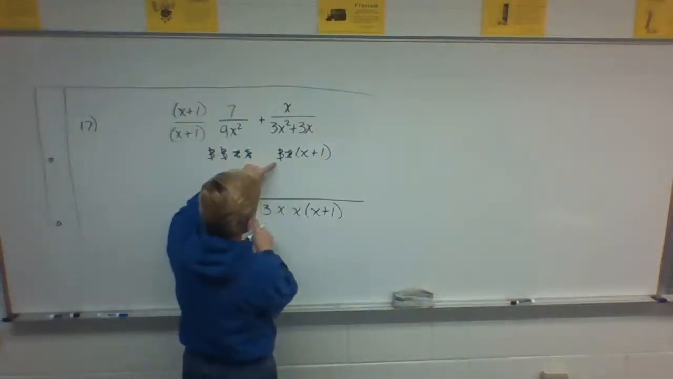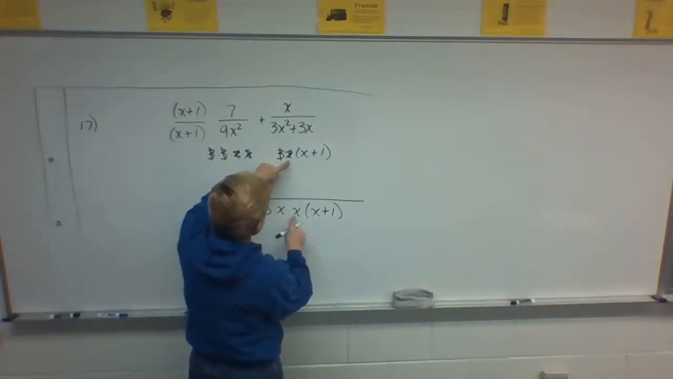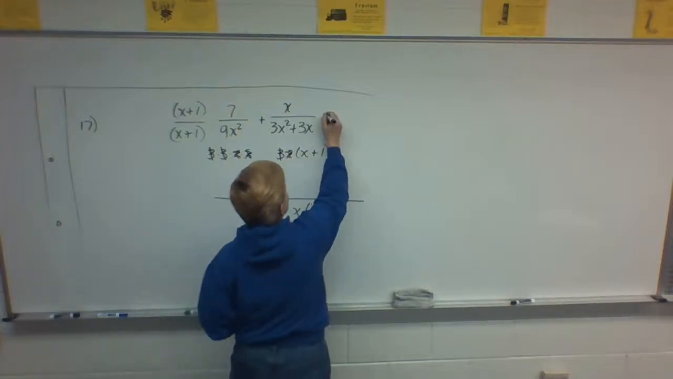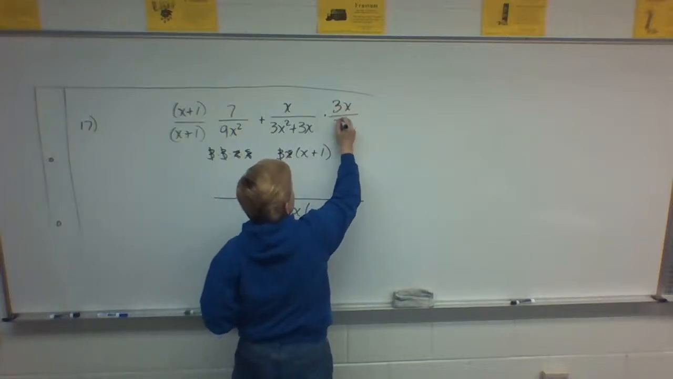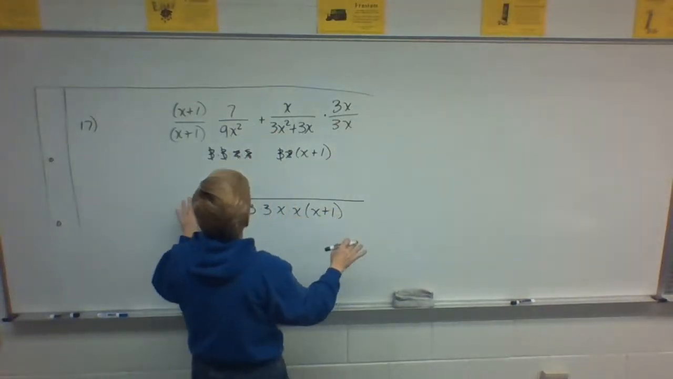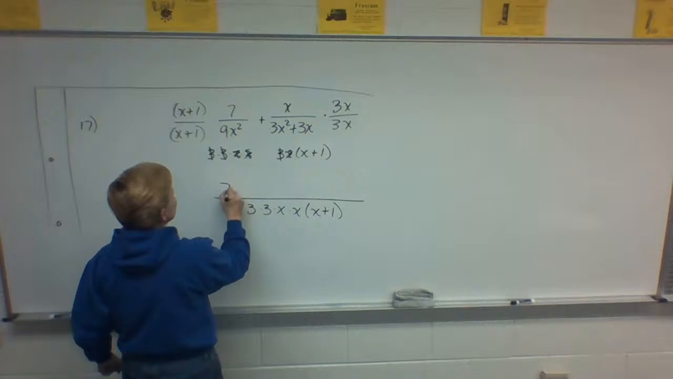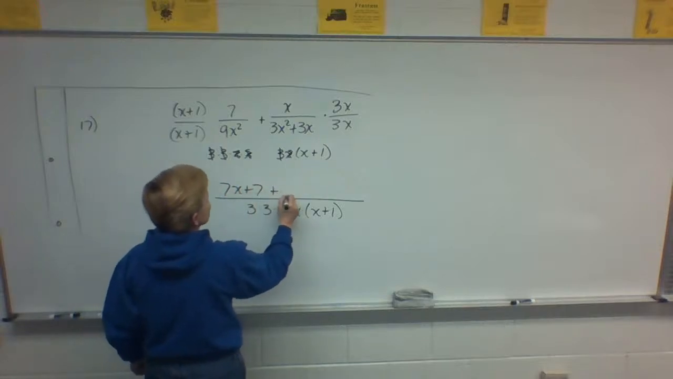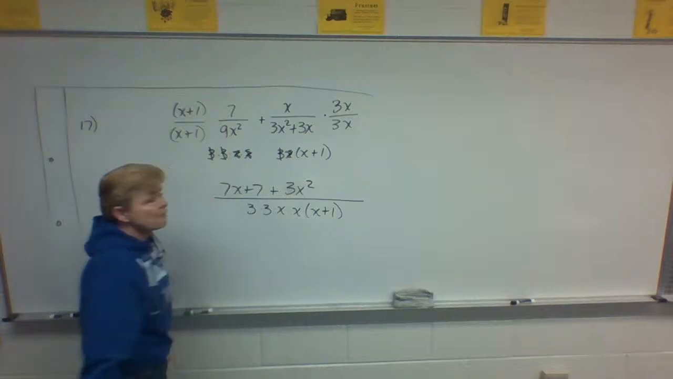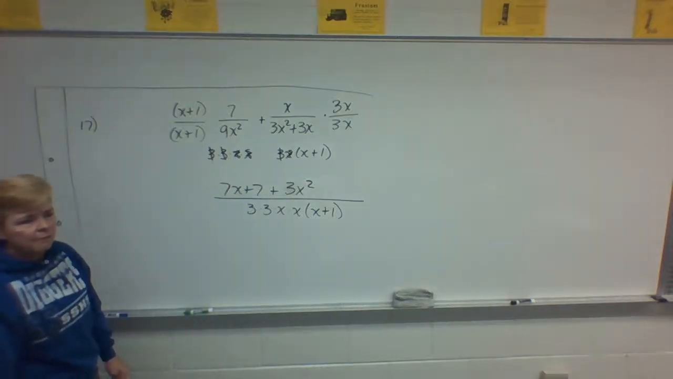It's got a 3 and an X. It's missing a 3. It's missing another X, but it's not missing X plus 1. So it's only missing a 3 and an X. So I'm going to multiply top and bottom by 3X over 3X. But again, this is already this. So what I'm going to add up here is going to be 7X plus 7 plus 3X squared. Okay.